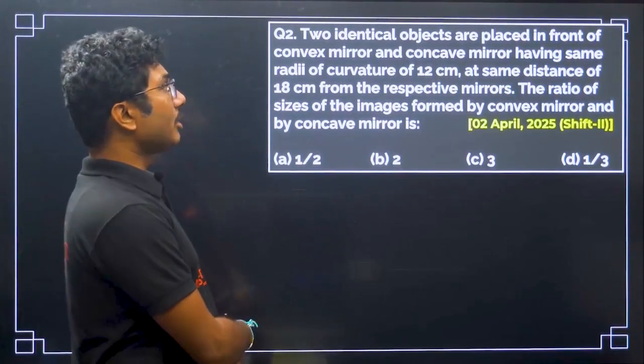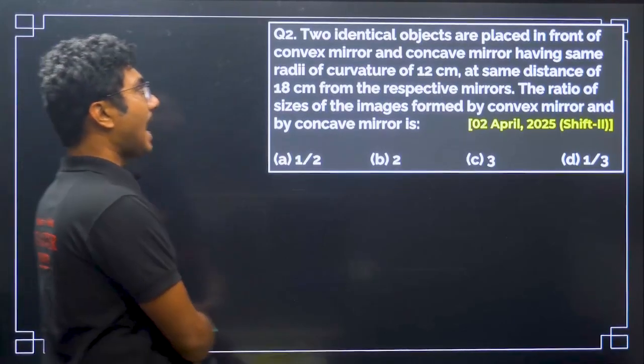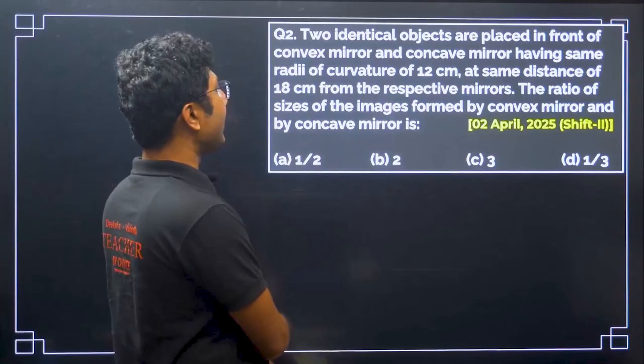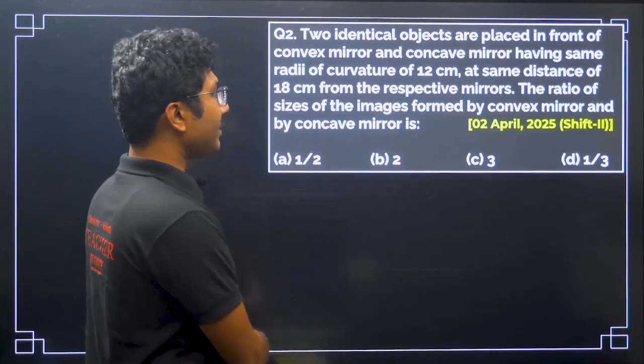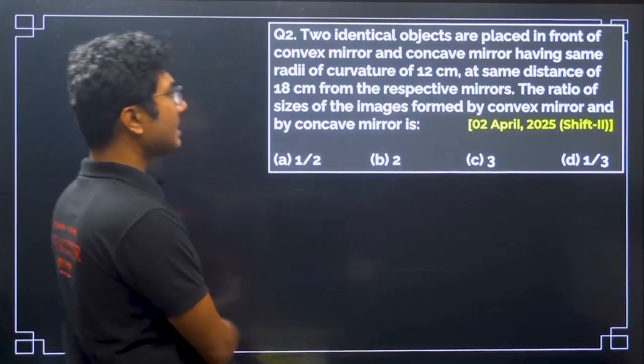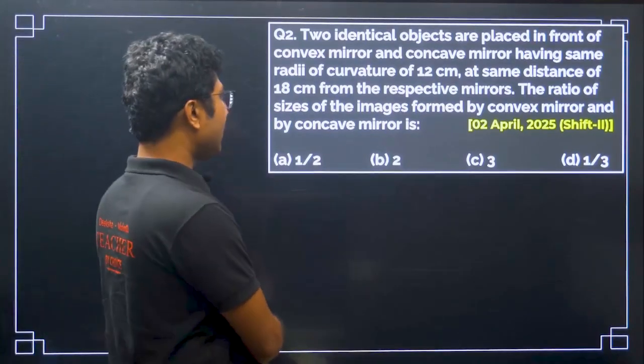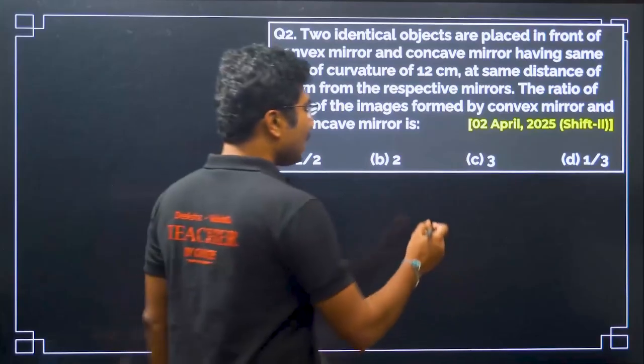Two identical objects are placed in front of a convex mirror and a concave mirror having the same radii of curvature, 12 centimeter, at the same distance, 18 centimeter, from the respective mirrors. The ratio of the sizes of the images formed by the convex mirror and the concave mirror is? So let's see the question first.